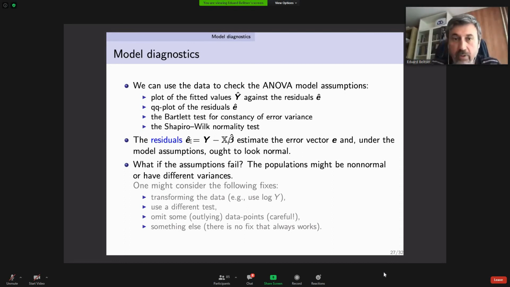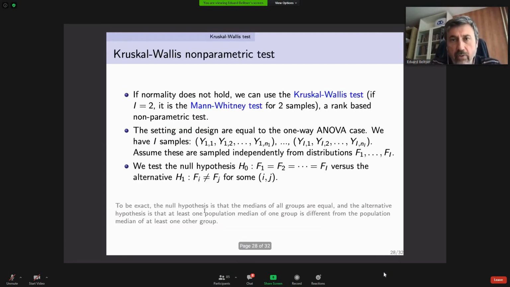This is very important. There is the Bartlett test for constancy of error variance. That's just one of them. And Shapiro-Wilk, which I don't really like very much because it's very unreliable, but it's better than nothing. It gives you a test for normality, so whether you reject normality or not. It will give you a p-value, and if the p-value is very small, then you reject normality. And if the assumptions fail, well, you have to do something, but let me not go into that.